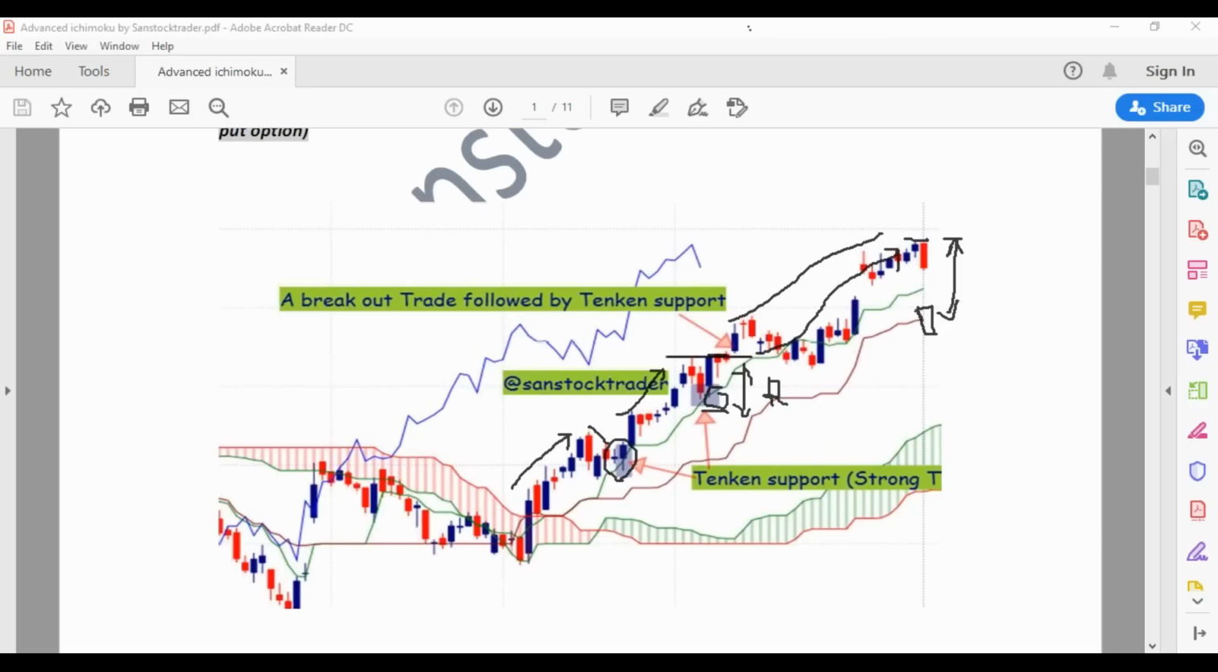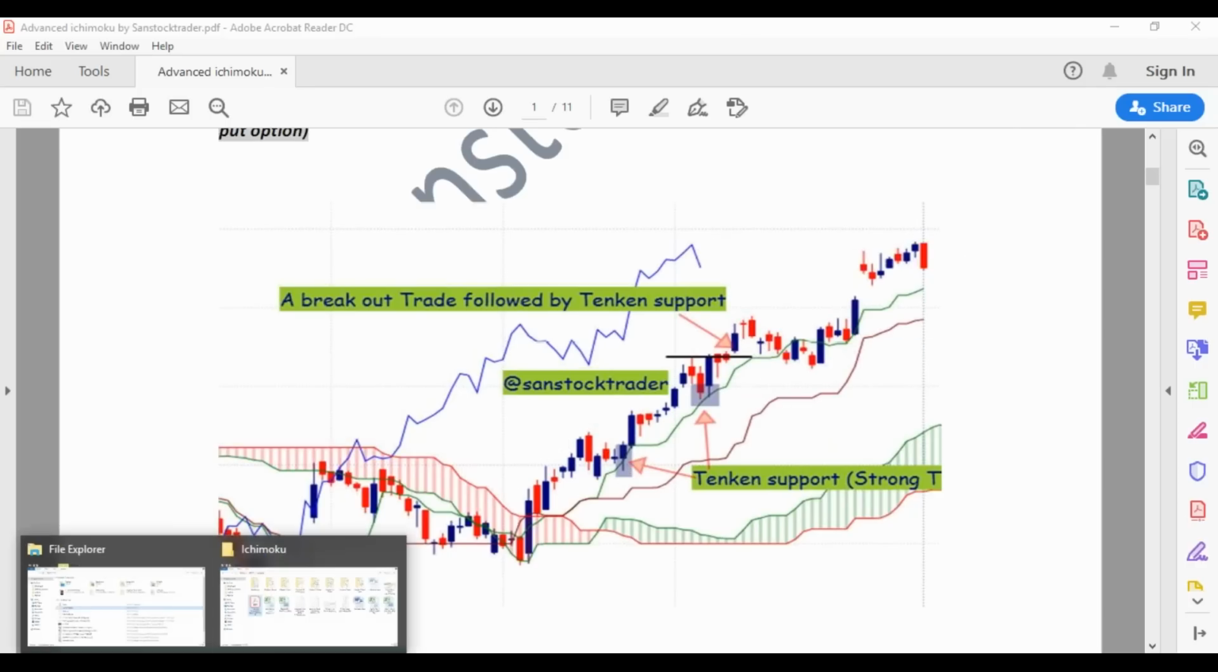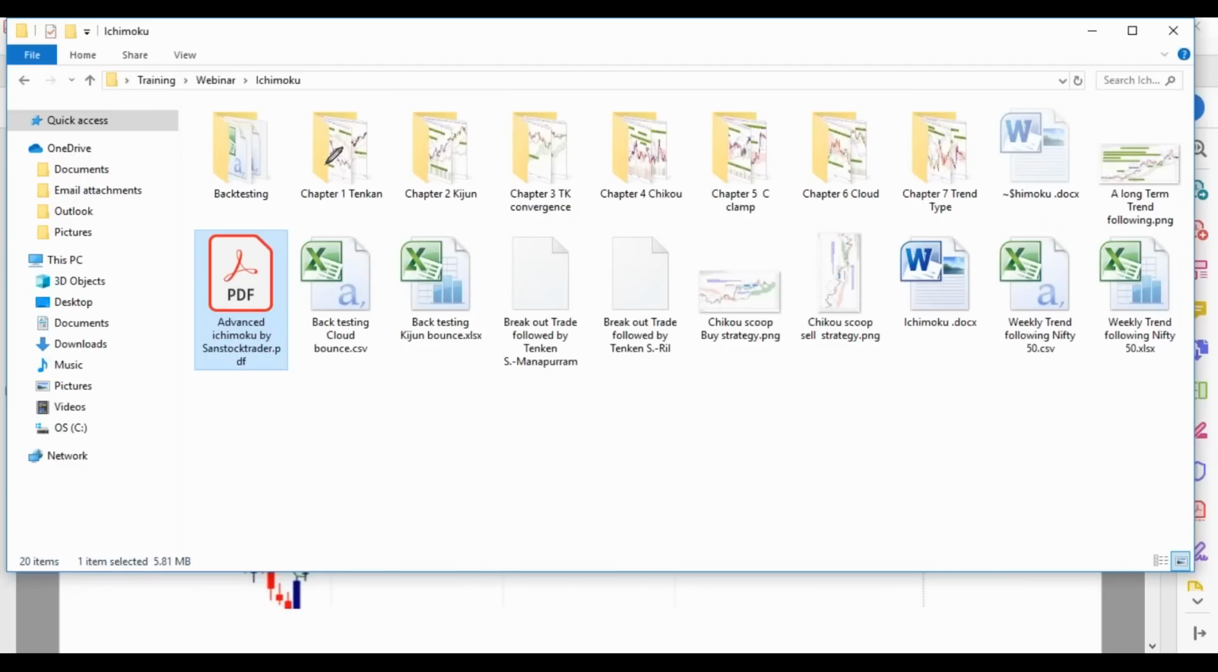So I hope this concept is clear. Now we will see a lot of charts based on the same concept. Let me open up the chart. So first chart, 1 minute.